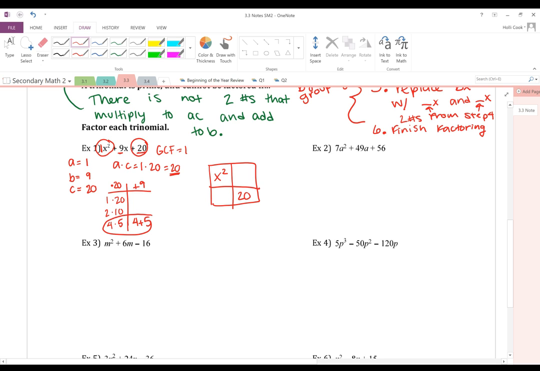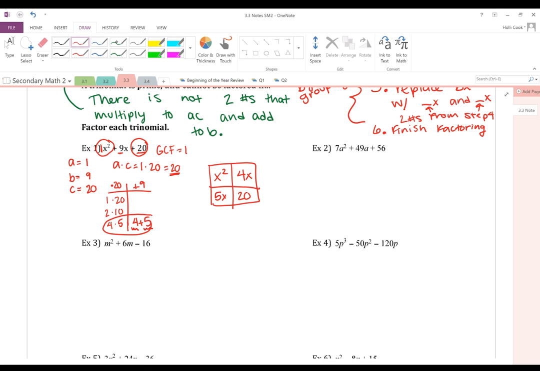Now instead of putting 9x in here, we're going to split it up to be 4x and 5x. Okay, and it doesn't matter which one you put where. You can switch those and put 4x at the bottom and 5x at the top. You'll get the same answer either way. Okay, so now we've got our 4 terms that we're used to, right? That we've been doing in 3.2. So now we can factor our box.